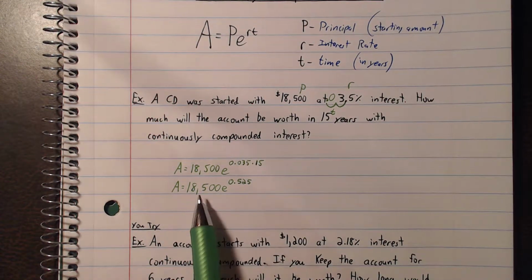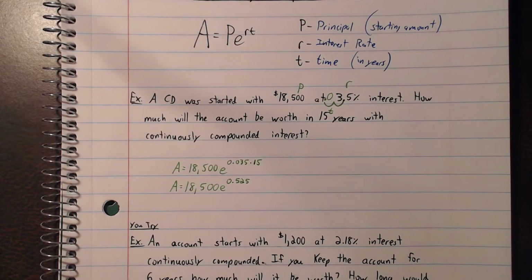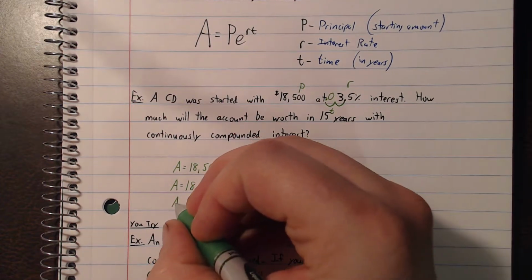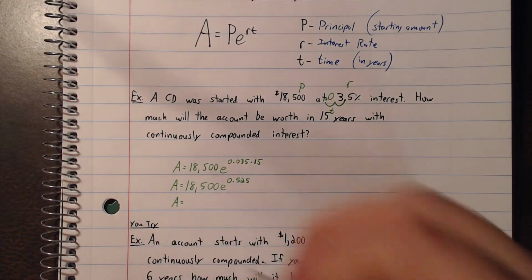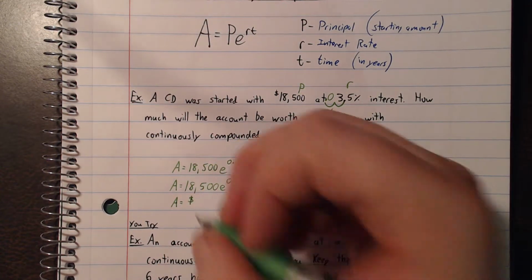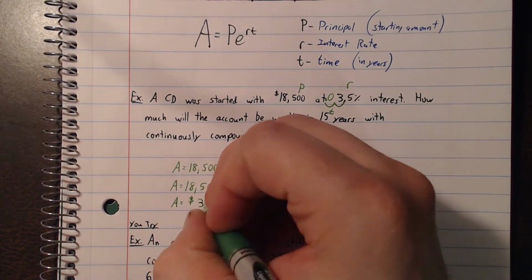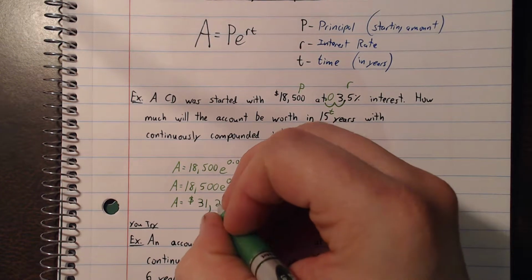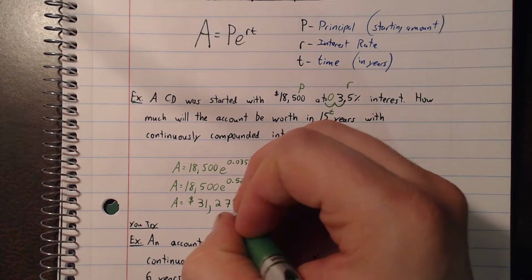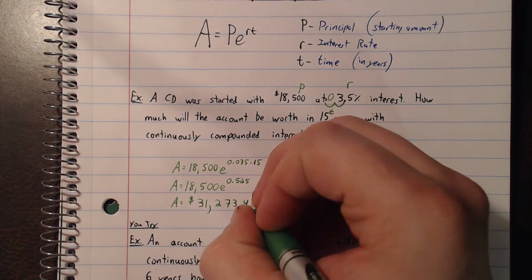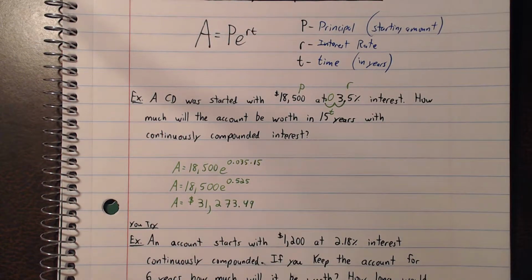And if we type all of this all at once, which your school calculators and Desmos and Google can all handle, okay, it's going to tell us that we got 31,273, and it will round up to 49 cents.